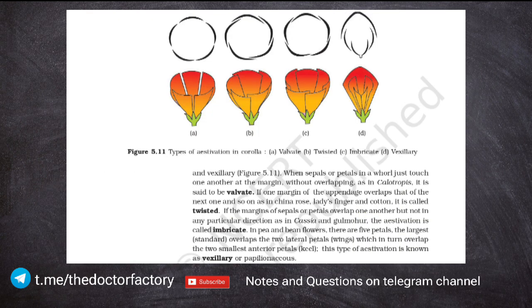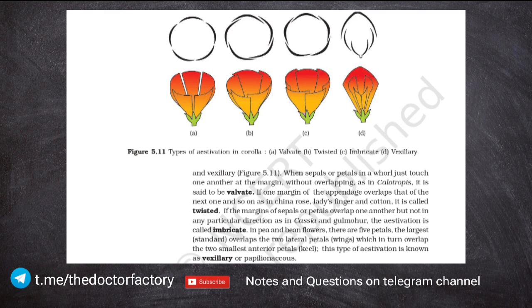If one margin of the appendage overlaps that of the next one and so on, as in China rose, lady's finger and cotton, it is called twisted. If the margins of sepals or petals overlap one another but not in any particular direction, as in cassia and gulmohar, the estivation is called imbricate.